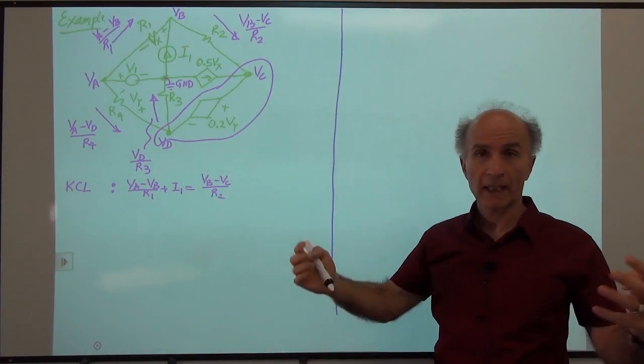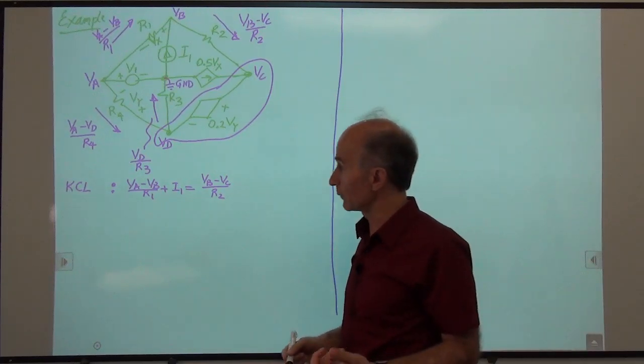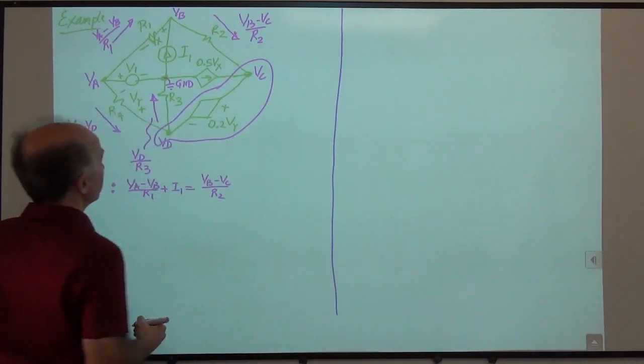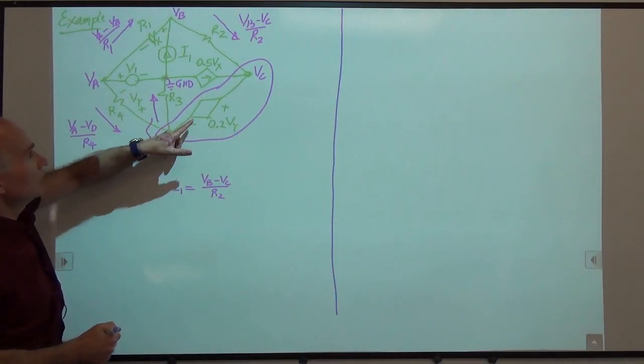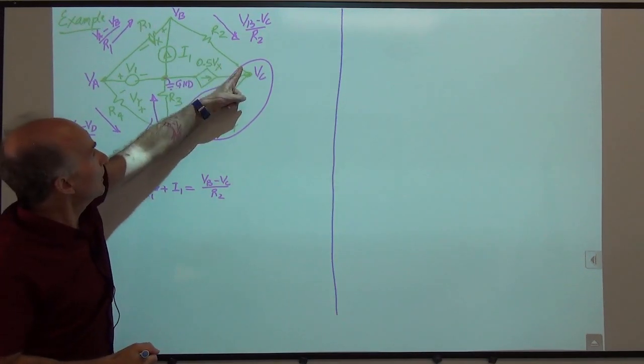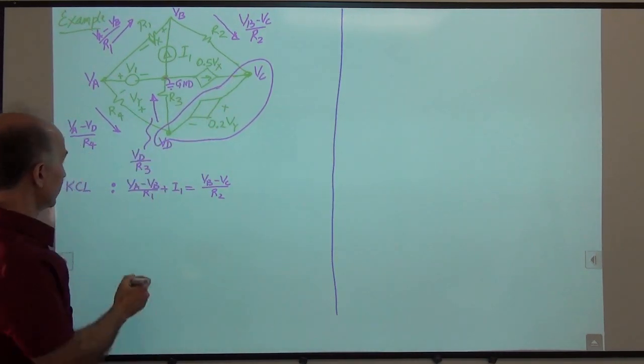And now we just add up all the currents going to this box, right? That would be another KCL. Okay, so what's going into this box? This is going to the box, this is going to the box. So let's add those up.